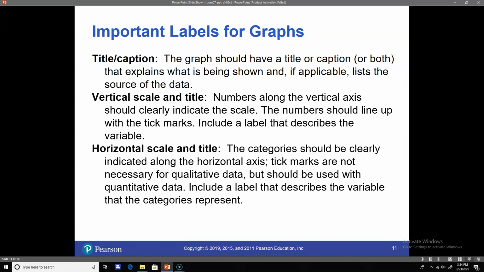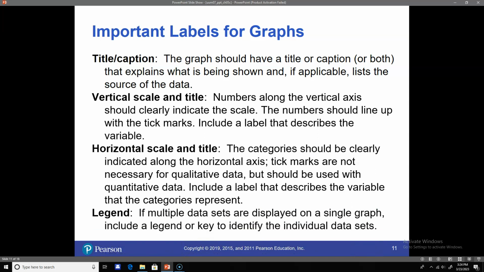Again, you should indicate the horizontal scale and title. So tick marks are not necessary for qualitative data, but they should be used with quantitative data, and typically that's going to be a histogram. So we'll talk about that shortly.